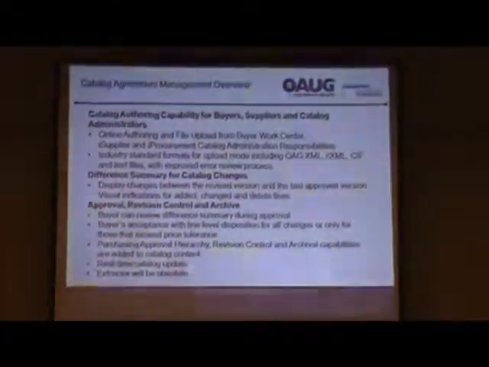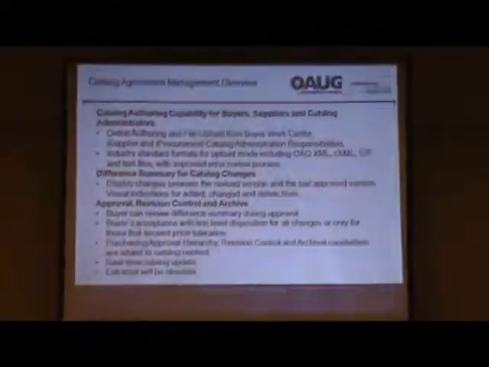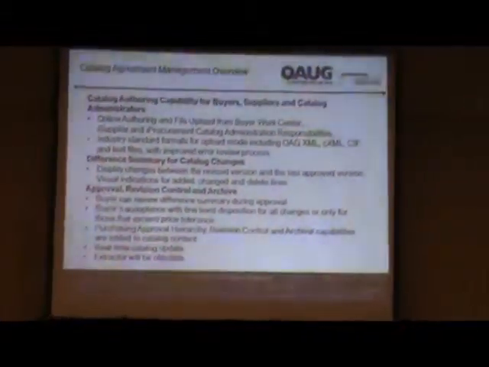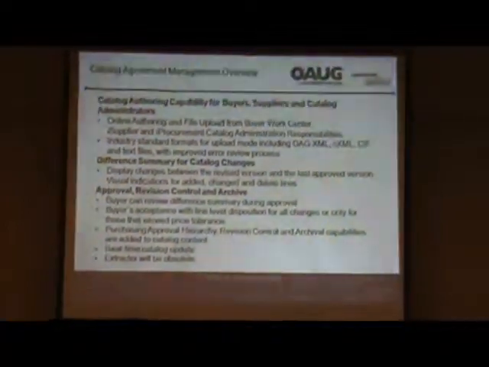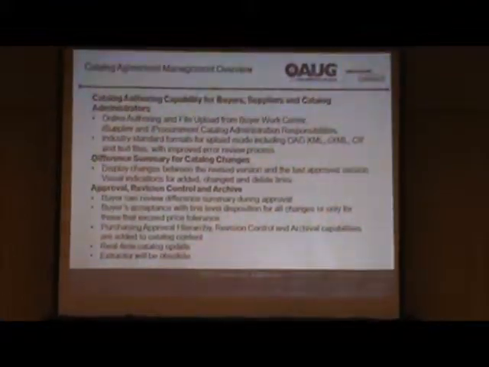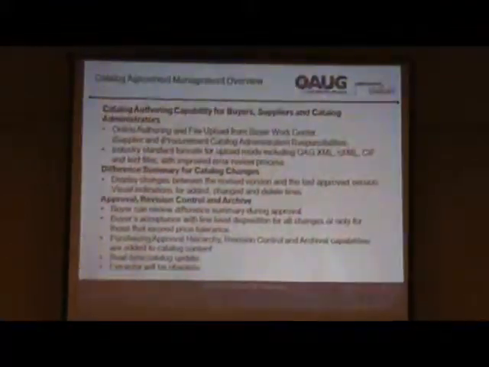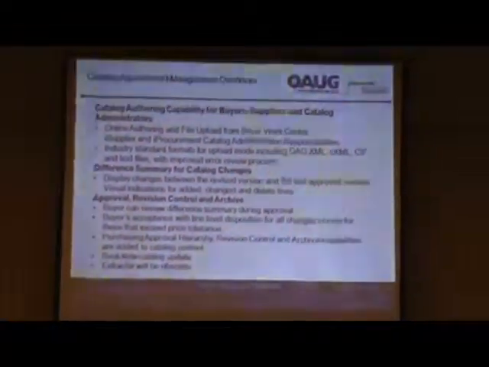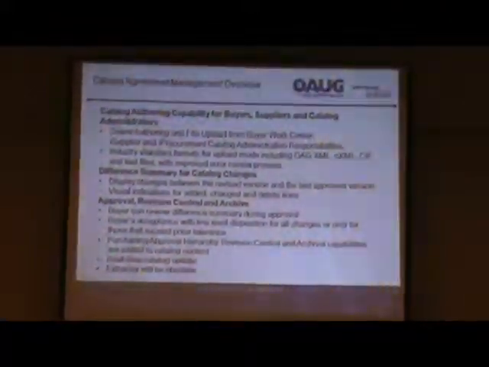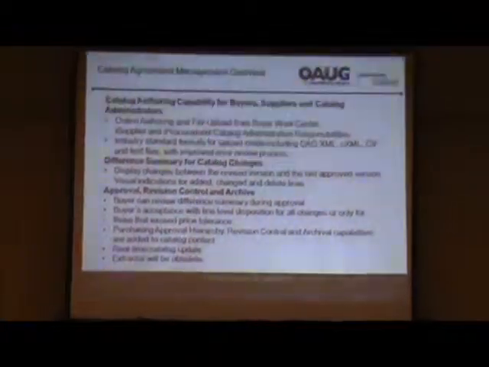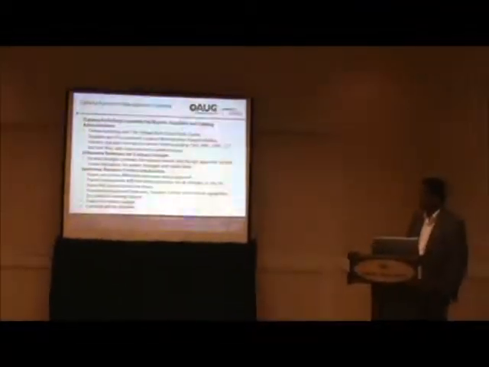So let me give a brief overview of what has been achieved in the release 12 catalog. With the new enhanced features in catalog agreement management, catalog authoring capability has been provided to buyers, suppliers, and catalog administrators. It's available through the buyer work center, iSupplier, and iProcurement catalog administrator responsibilities. We can upload files, and it mostly uses industry standard formats such as OAUG, XML, CIF.